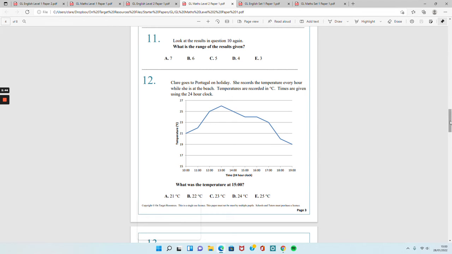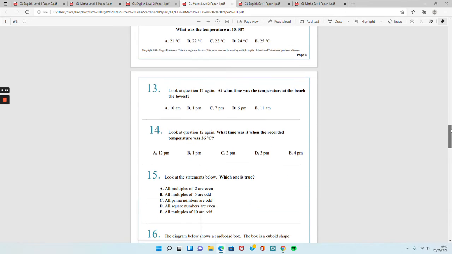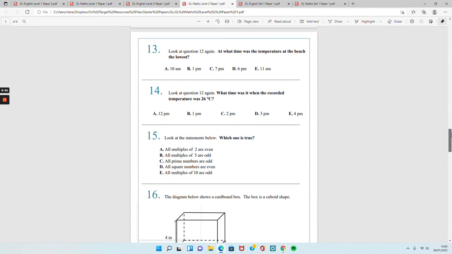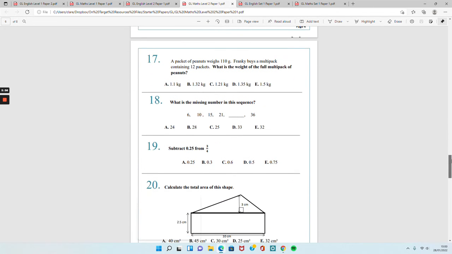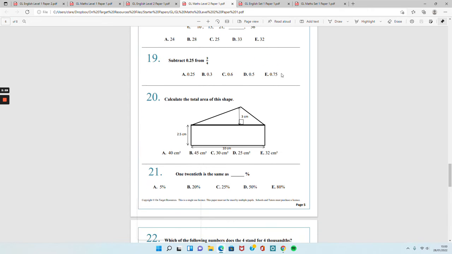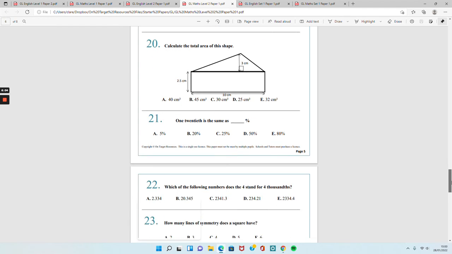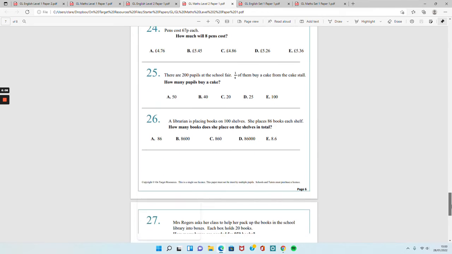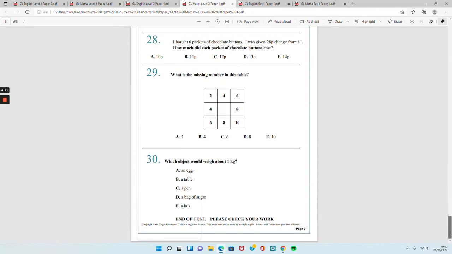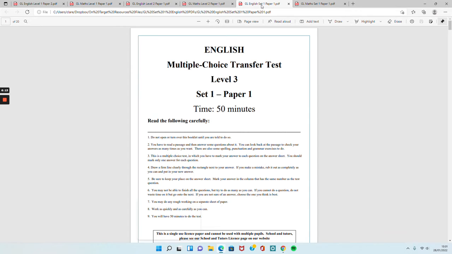This time we have line graphs, so another step up from bar charts, which are in level 1. We have multiples, primes, squares, volume as well, slightly more complex sequences, questions, area and perimeter questions that are involving more complex shapes. So we're just building slowly on what we've already learned in level 1. So 30 questions altogether.